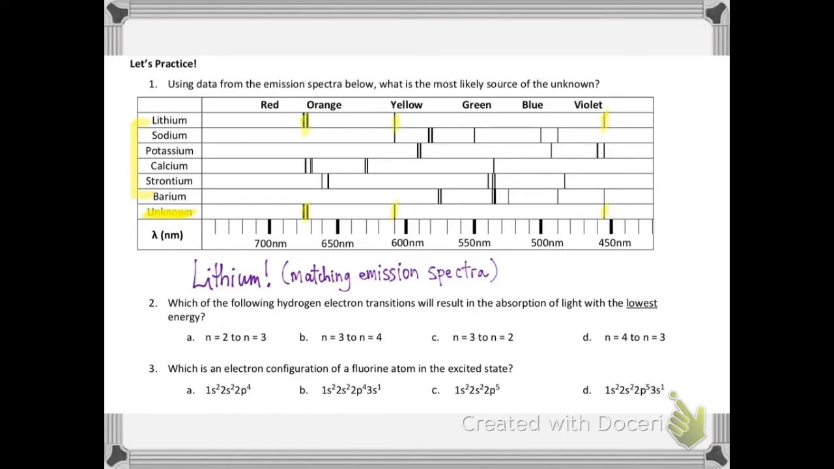Did you realize it was lithium? In this case, you'll notice the pattern of lines of your unknown exactly matches the pattern of lines for lithium. So their emission spectra match. That means they must be the same element. All right, if you have not yet, go ahead and try question 2 and question 3. When you're ready to check, unpause the video.